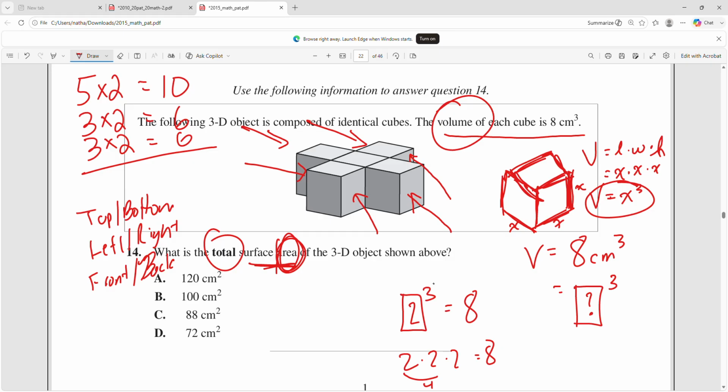10 plus 6 plus 6 is 22 faces on the cube, 22 squares. And then we're just going to multiply that by the area of each one of those squares, which is 4 centimeters squared. So we take 22 times 4 centimeters squared, which is going to give us 88 centimeters squared.